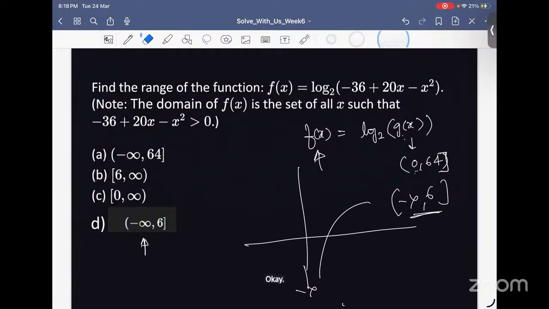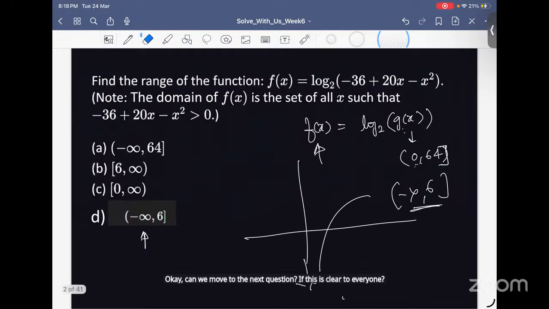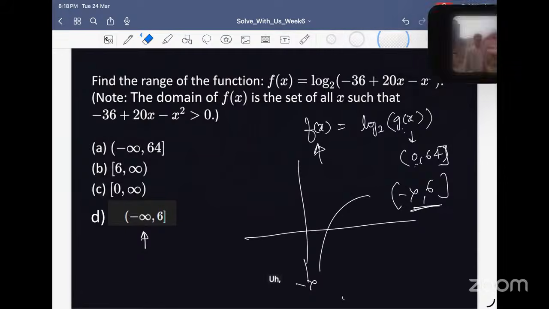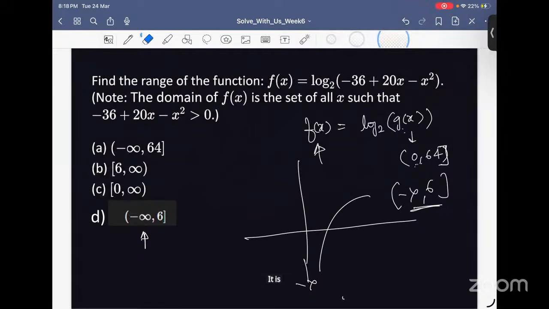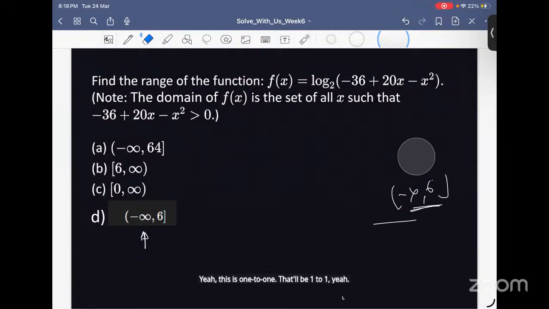Okay, can we move to the next question, if this is clear to everyone? Is this clear to everyone? Yes, sir. Sir, it is a one-to-one function, right? Yeah, the entire f(x) will be one to one.